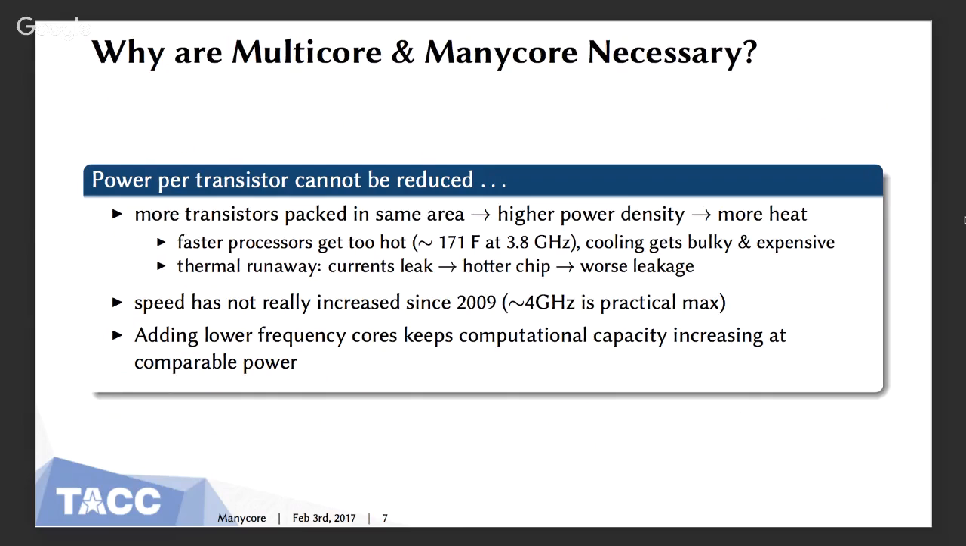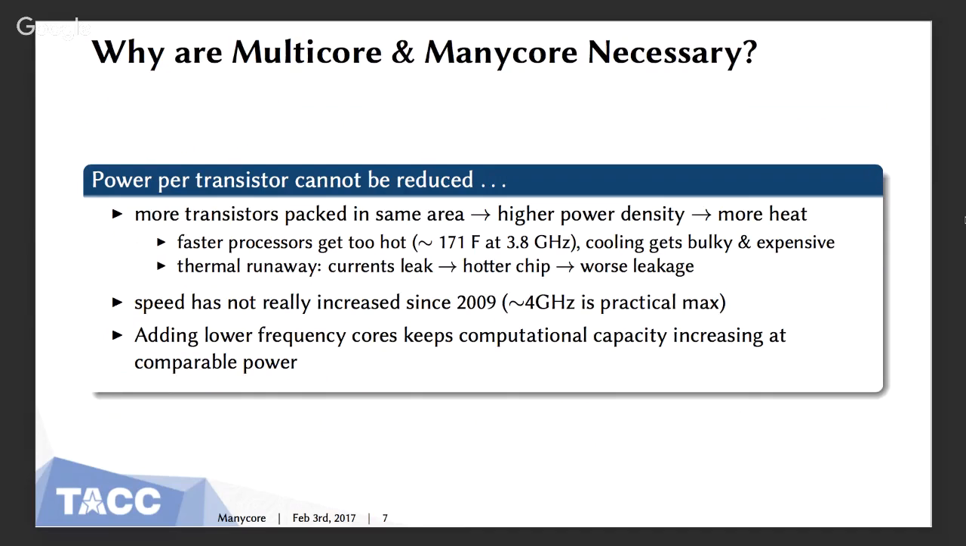located within the processor. So like a processor running at 3.8 gigahertz might be 171 degrees Fahrenheit, and that's pretty hot. Cooling this stuff gets to be bulky, impossible at some points. And what you end up with is what they call thermal runaway. As the currents leak, that heats up the chips, and then that causes the leakage to grow even worse. So you just kind of slip out of control.